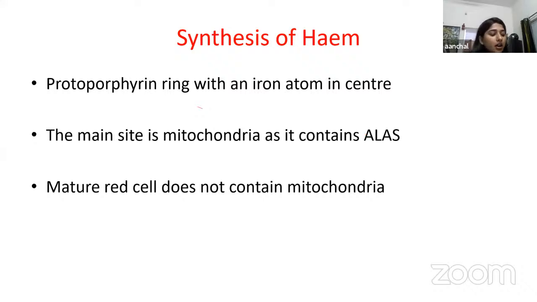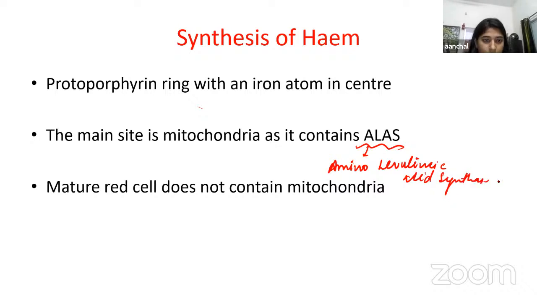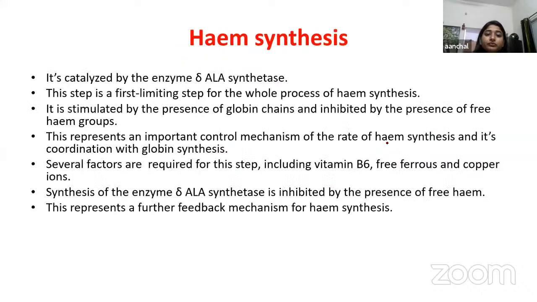This is aminolevulinic acid synthesis. And mature red blood cells do not contain mitochondria. Initially the cell will contain mitochondria, but once the RBC gets matured, the mitochondria will be absent.